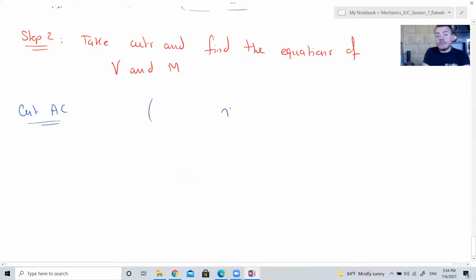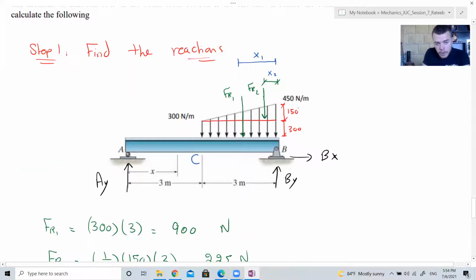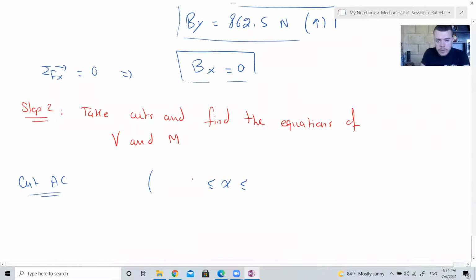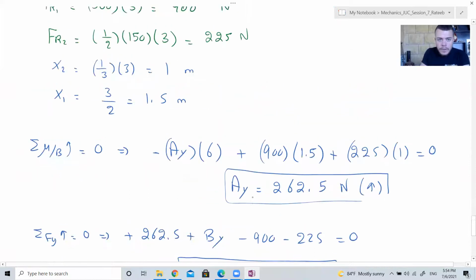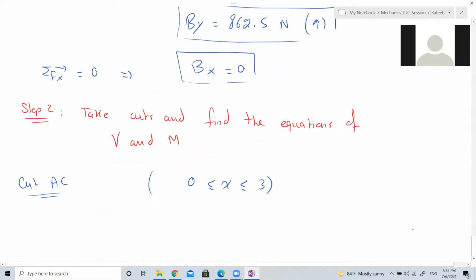So let's take cut A, C. What is the range for X? X starts from here. At this point, what's X? 0. At point A, X is 0. At point C, X is 3. So X varies between 0 and 3.